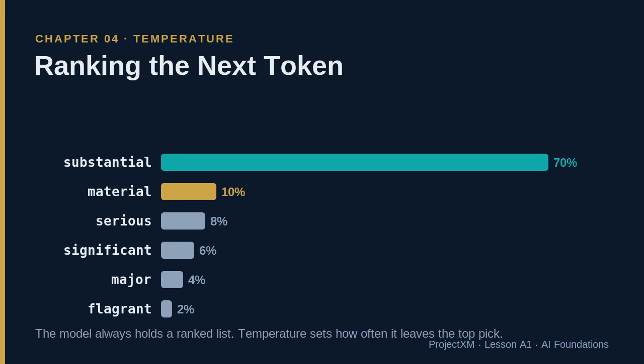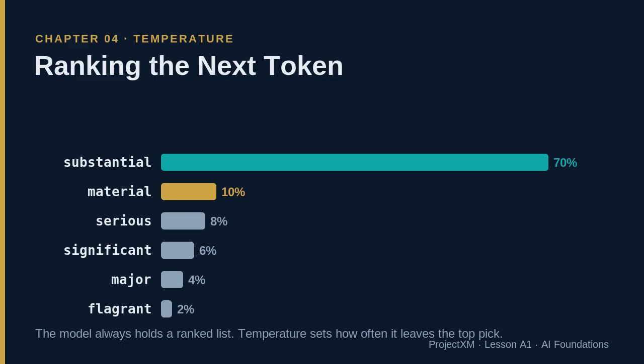If you set your temperature dial to absolute 0, the model operates completely deterministically. It will select the number one most statistically probable token every single time without fail. No deviation. None. If you run the exact same prompt at temperature 0 100 times, you get the exact same text 100 times. So you basically strip out all the creativity and leave just the raw math.